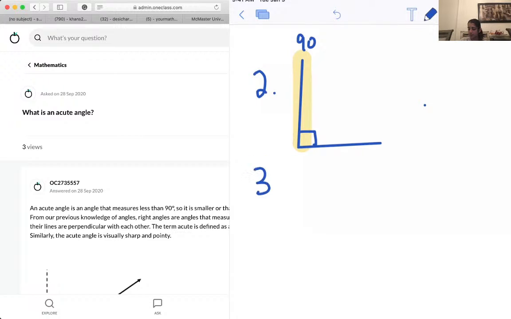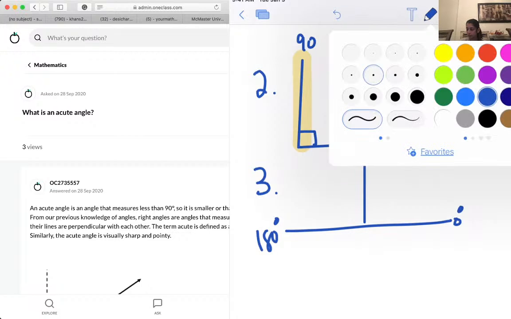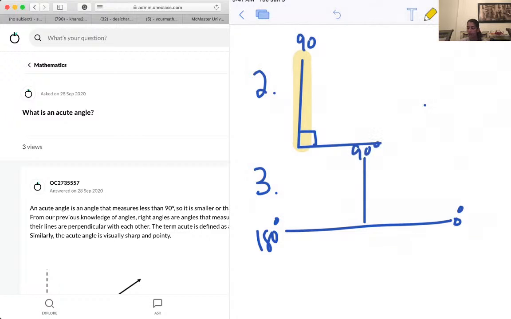And lastly we have the obtuse angle. So that one, 90 degrees, 0 degrees, 180 degrees, is anywhere more than 90 but less than 180. So it could be like 100 degrees, 150 degrees, pretty much anything.